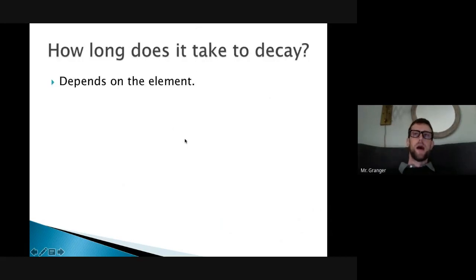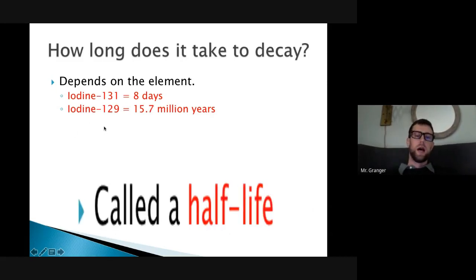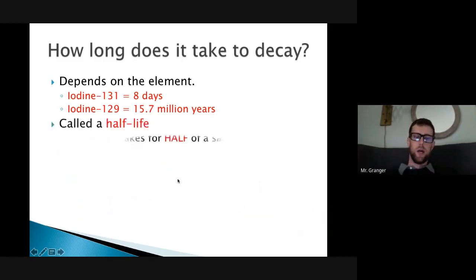Now, these different processes like alpha and beta decay depend on the element and how long it takes for that element to break apart. Some of these are a matter of seconds, some are a matter of days, like the iodine example here, iodine 131. It only takes 8 days to break down. Iodine 129 takes 15.7 million years. So definitely a lot more stable than the iodine 131.